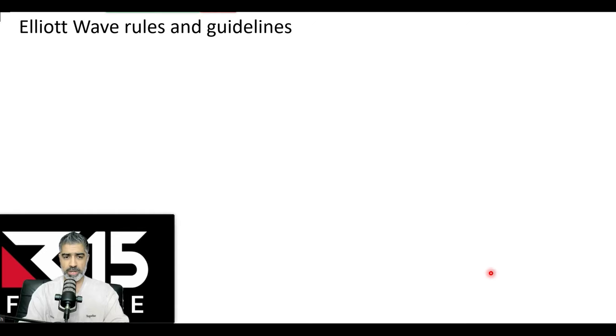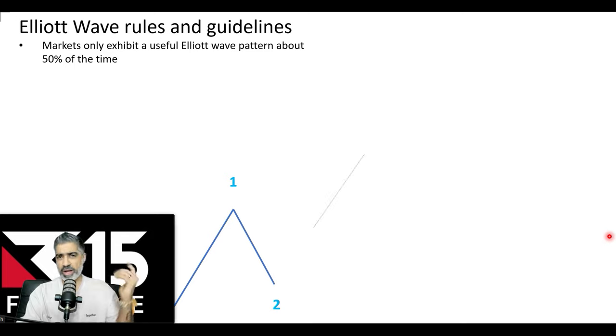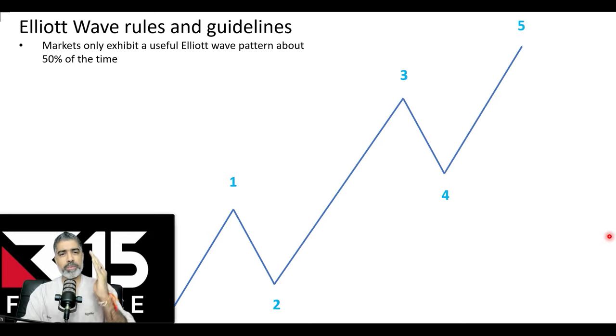So let's dive in. We're going to fly through some basics on Elliott Waves guidelines, right? There are some really, really key rules. With Elliott Waves in particular, markets, I covered this a couple of videos ago, normally move in a 5-wave sequence to the upside, right? 5-wave sequence. And the markets only exhibit a useful Elliott Wave pattern around 50% of the time. What that means is, if the pattern's not obvious, it's not there, we move on to the next. We don't try and force a wave count.